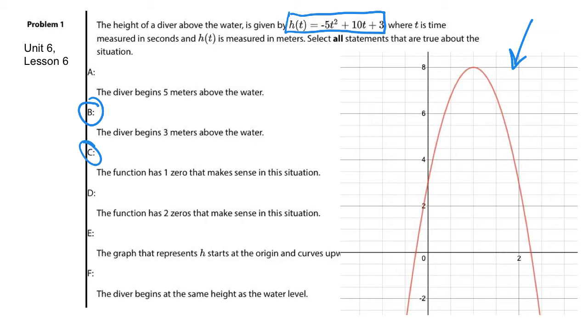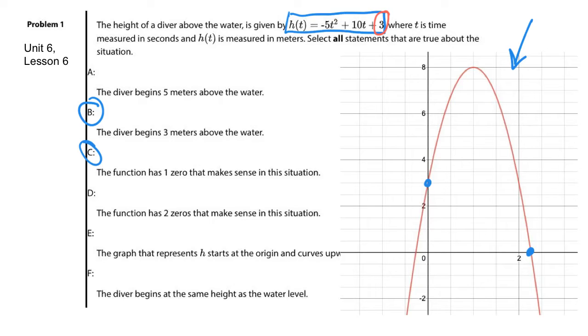So for example, we can see now that our starting point was right here at 3 meters above the water. In the equation, we see that right there. That's the part of the equation that does not have a variable. And then the function has one zero that makes sense in this situation, that is C. The zero in this function that makes sense is right here.